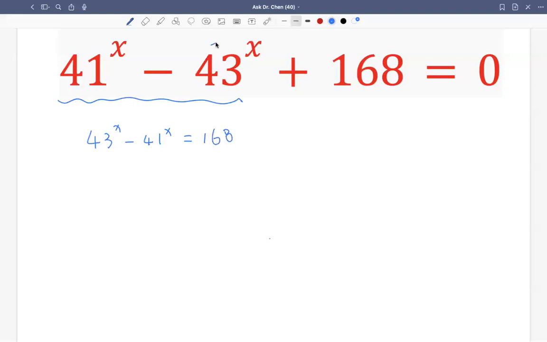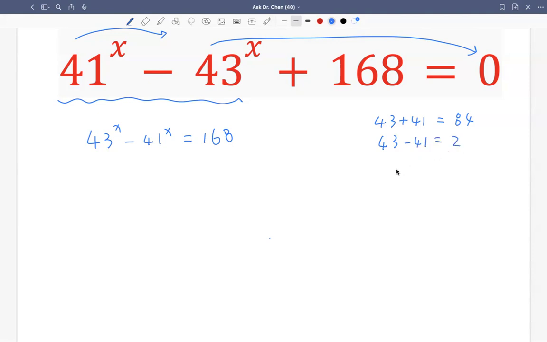You can think this way. You can think move this negative 1 to the other side, become positive. Move this positive 1 to the other side, becomes negative. But in this case, it's easier to think. So we have three numbers, 43, 41, 168. If 43 plus 41, that equals 84. Then 43 minus 41, that's 2. And if we multiply these two, bingo, we get 168.